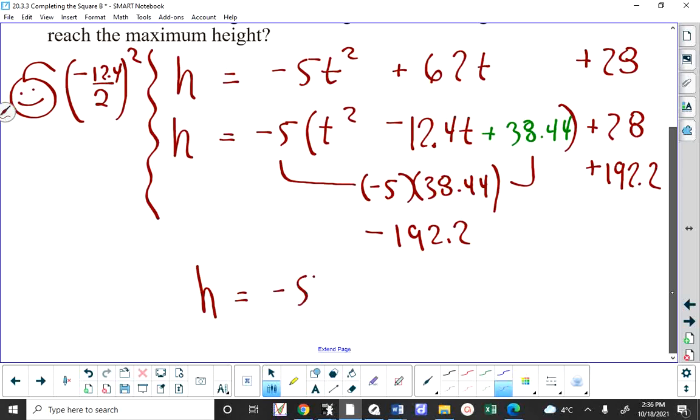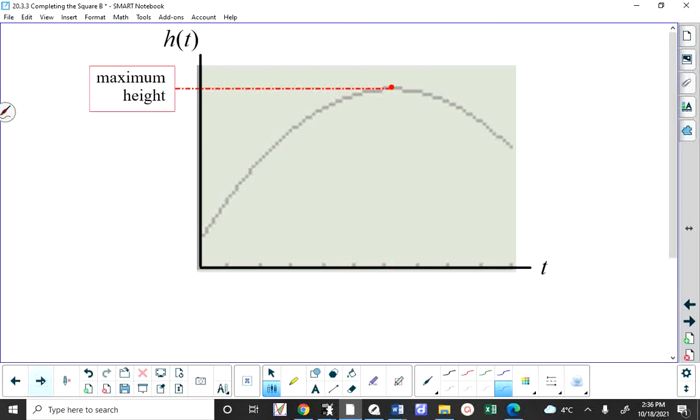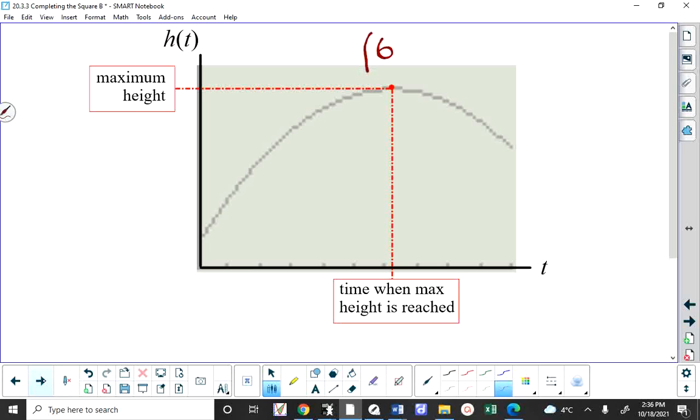My height is negative 5 times t, it will be minus because it was minus for our t's, and it's minus half of that number, 12.4, squared, plus 220.2. And you've answered the question now. I mean, I'm not just going to leave you hanging there. I'll write down the answer in a second, but the maximum height is 220.2 meters, and it occurs 6.2 seconds after launch. So going to this diagram, if this point is 6.2 comma 220.2, then this time is 6.2 seconds, and this height is 220.2 meters.